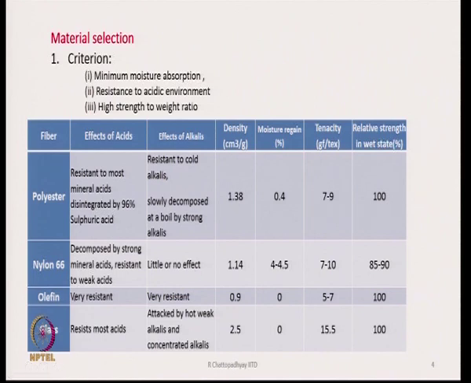Olefin fibers, polyolefins such as polypropylene, are very resistant to both acids and alkalis. So, they are very suitable, because from the damage point of view they are good. Glass fiber resists most acids, but is attacked by hot weak alkalis and concentrated alkalis. Their relevant density values are given, moisture regain values are given, some tenacity values are also stated, and relative strength in wet state is also given.